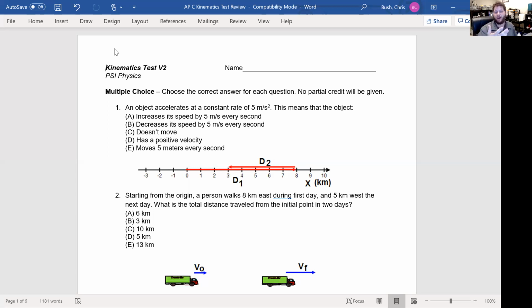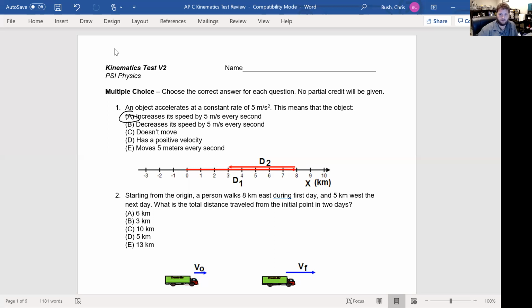No, that would be if you had a positive velocity and a negative acceleration, and this doesn't say anything about that. Doesn't move? No. Has a positive velocity? Not necessarily. You can have a positive velocity and a negative acceleration, or a negative velocity and a positive acceleration. Moves 5 meters every second? Absolutely not. So the answer for this one is going to be A.